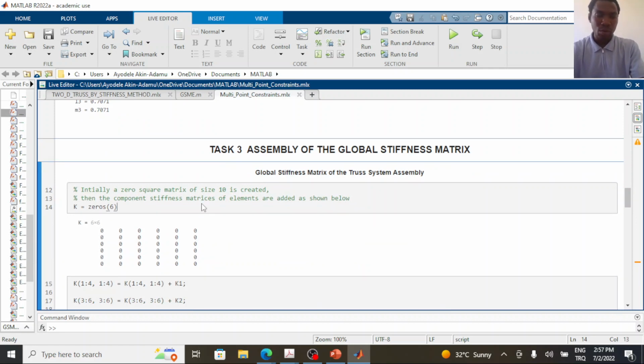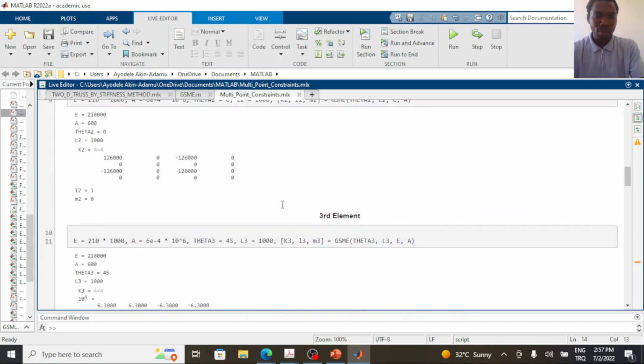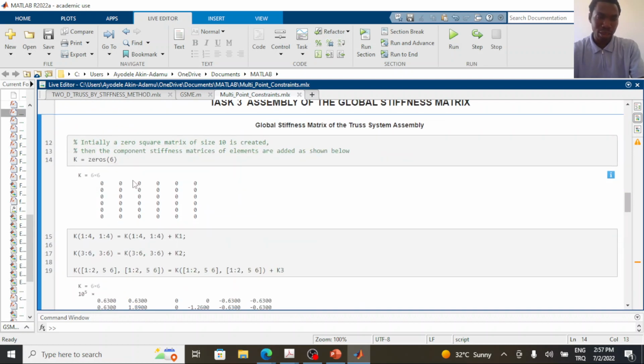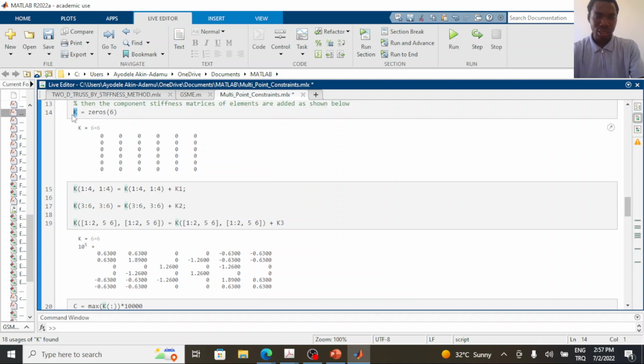For this problem, because we have 3 nodes, that is 6 degrees of freedom, we need to create a zero square matrix of size 6 by 6. So this MATLAB line of code creates a 6 by 6 zero matrix, which is defined as this. I'm denoting the matrix K. Actually, this K is denoting our global stiffness matrix. So I'm going to add our local stiffness matrix for each element to this zero matrix. And you do this using this line of code. Let me remove this semicolon so that we'll see the addition.